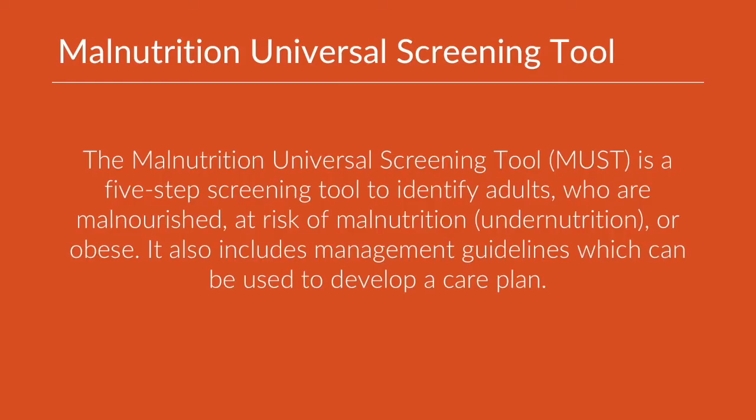The Malnutrition Universal Screening Tool, MUST, is a 5-step screening tool to identify adults who are malnourished, at risk of malnourishment or undernutrition, or who are obese. It also includes management guidelines which can be used to develop a care plan.